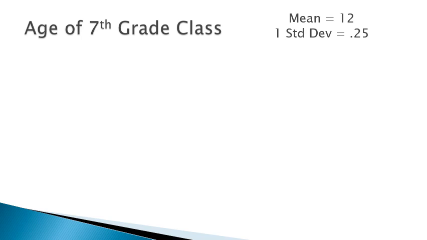Okay, so now we know that 1 standard deviation equaled 2 years for our class, but now let's look at a 7th grade class. Let's say the average age of the students in that 7th grade class is 12 years old. But now, rather than 1 standard deviation being 2 years, like it was for our class, 1 standard deviation here might just be 0.25, a quarter of a year, or 3 months.